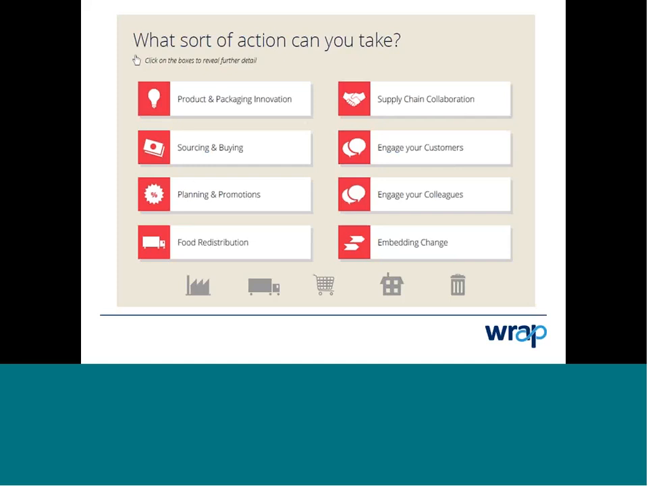So what sort of action can you take? This page lays out the sort of action that we would like to encourage you to take based on which audience or category you're in. So for example, product and packaging innovation, sourcing and buying, planning and promotions, food redistribution, supply chain collaboration, engaging your customers or colleagues, and also, most importantly, embedding change.